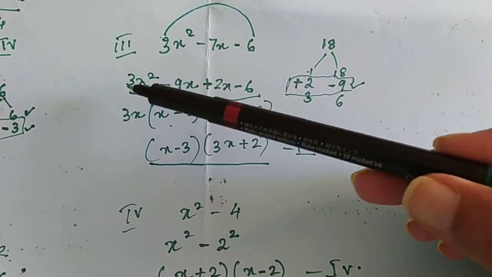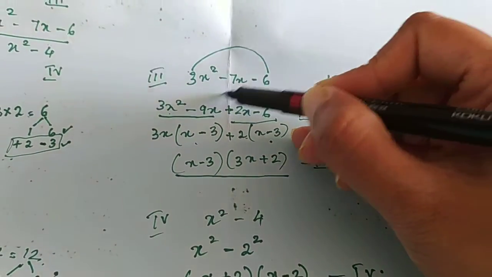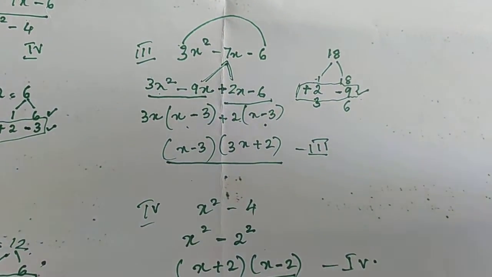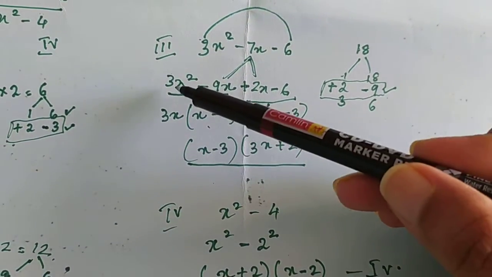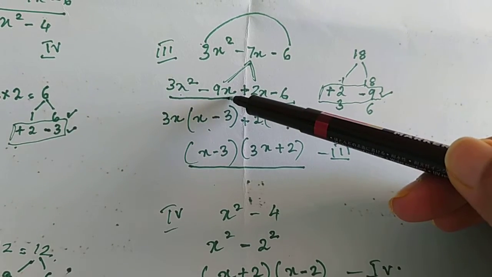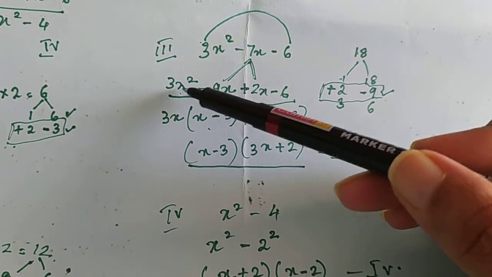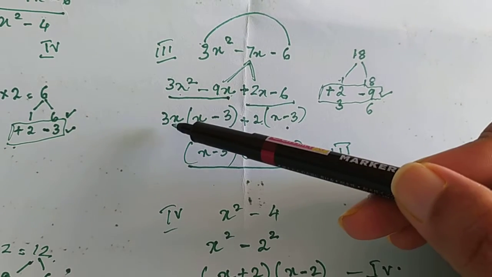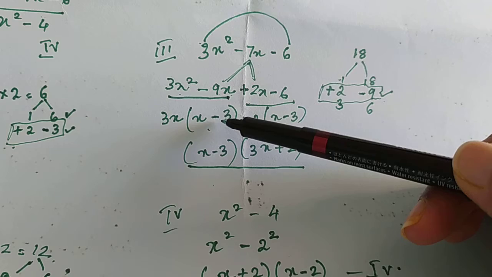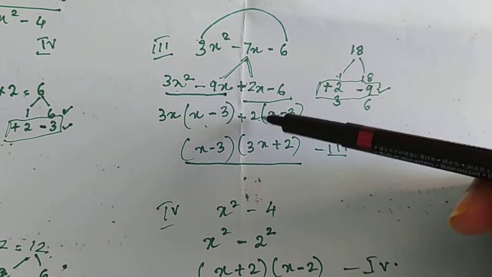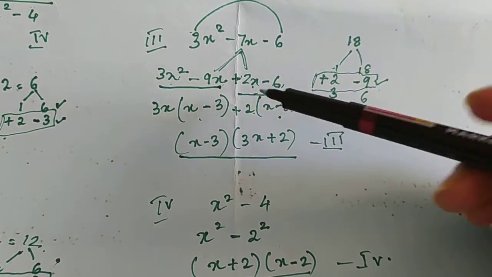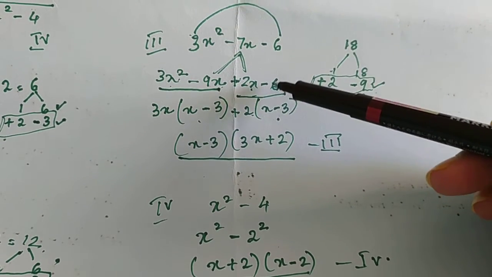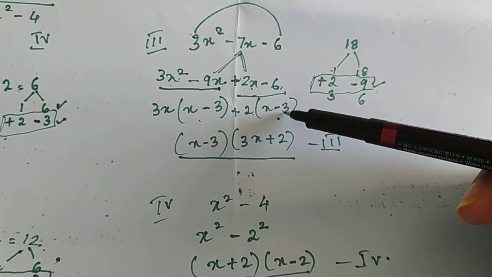The 3x squared, the 7x is then split up into 2, that's minus 9x plus 2x minus 6. Now 3x is common in between these two terms, so 3x you take it outside. 3x squared divided by 3x, x remains. 9x divided by 3x, minus 3 remains. Plus 2 is a common term in between these two. 2x divided by 2, x remains. Minus 6 divided by 2, minus 3.